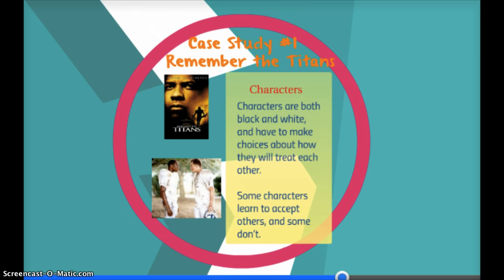Okay, let's look at some case studies. First, we're going to look at Remember the Titans. Look at each of those 4 things: characters, conflict, plot, and title. Well, we've got characters in Remember the Titans that are both black and white and have to make choices about how they will treat each other. Some characters learn to accept the others, and some do not.